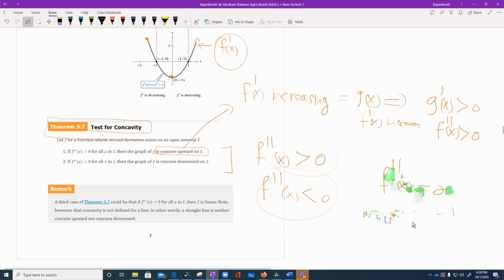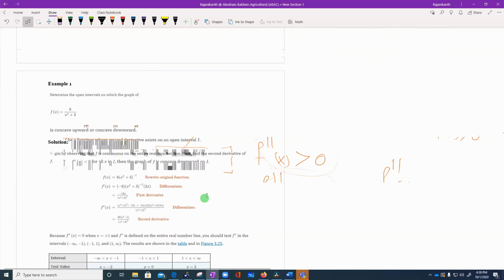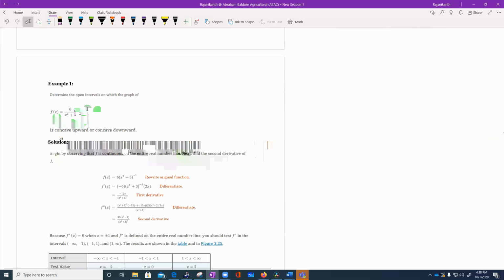After that, you test the value for the second derivative, whether it is positive or negative. If it is positive, then concave up. If it is negative, it is concave down. That's it. Okay, so now let's think about this problem. The question is, you need to identify the intervals where the function has a concave upward trend or concave downward trend.